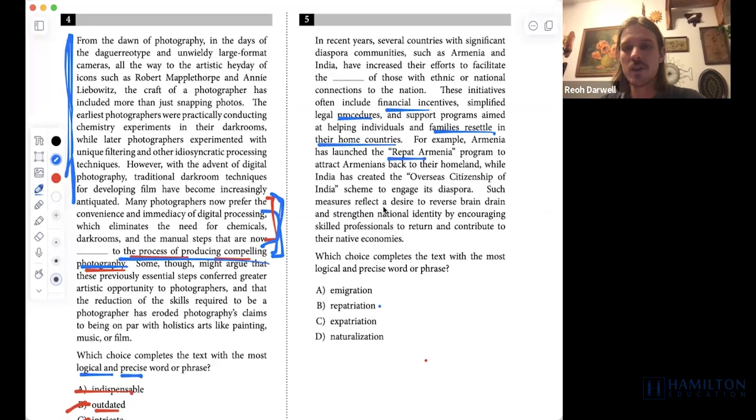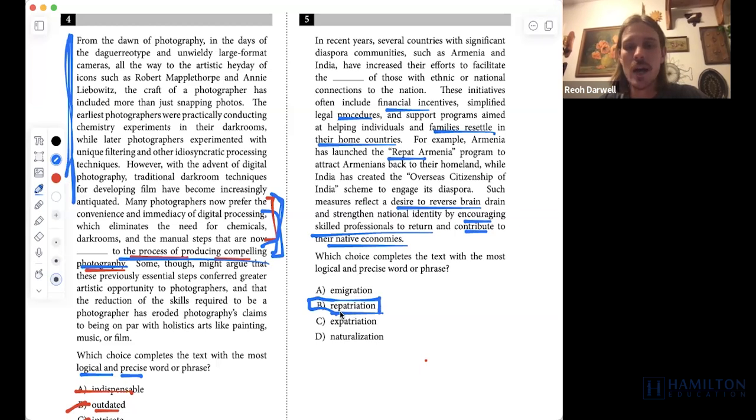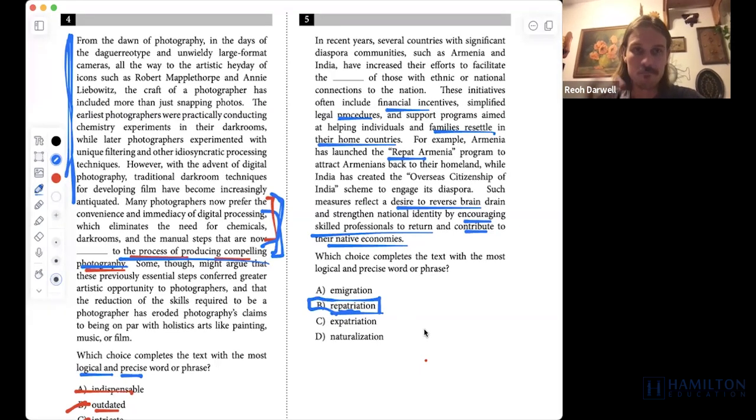a desire to reverse brain drain and cause professionals to return and contribute to their native economies, right? Repatriation, if you think a little bit about Latin here, means to go back to your fatherland, right? Go back to the place where you're from. The patri here relates ultimately to father, and then to country. If you're a patriot, you support your homeland. And then re meaning to go back.